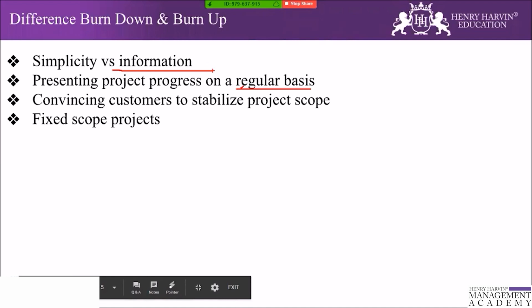And the next one is the fixed scope project. There are certain limited circumstances in which a project may have a well-defined fixed scope. If a project is guaranteed to have a fixed scope, the burn up chart communicates no more information than the burn down chart. So the simplicity of the burn down chart is preferable in that case. If there is a fixed scope project, it is better to use the burn down chart.